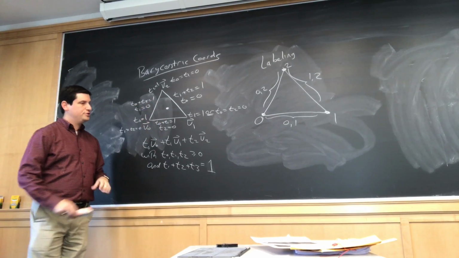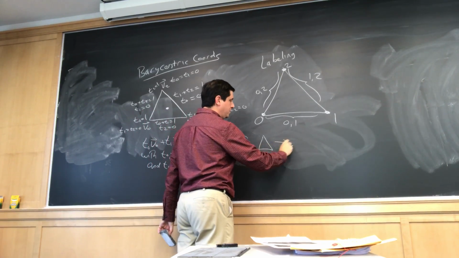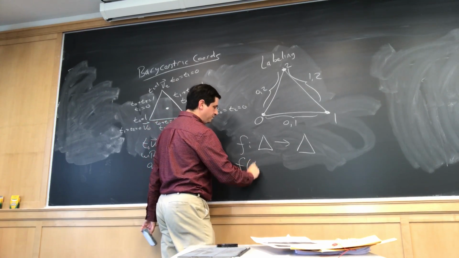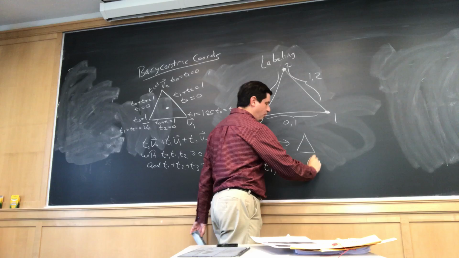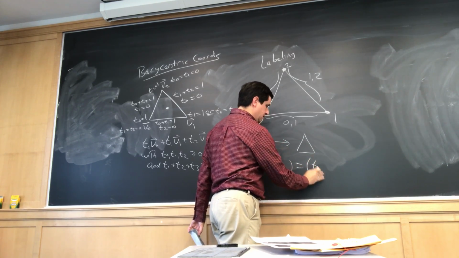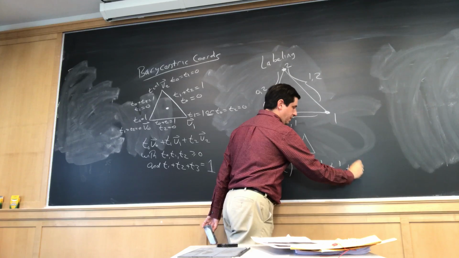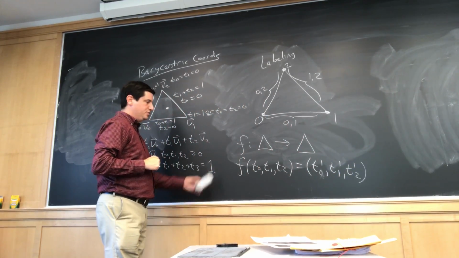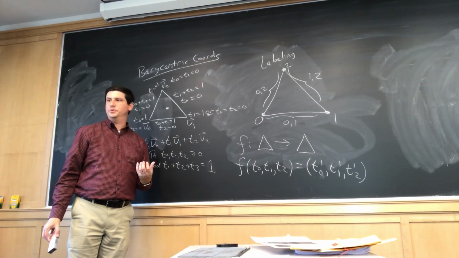So we're going to have a function from the triangle to the triangle. So f is going to map the triangle to the triangle. So if I have f of some point (t0, t1, t2), I get some new point, let's call it (t0 prime, t1 prime, t2 prime). So it maps some point in the triangle to another point in the triangle. And we can represent any point in the triangle with one of these triples.